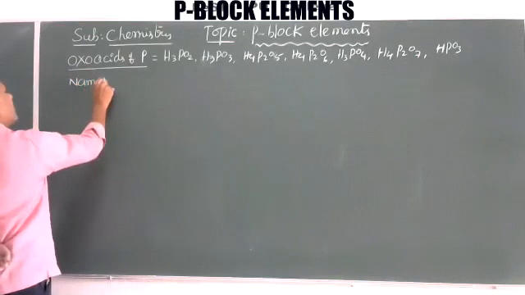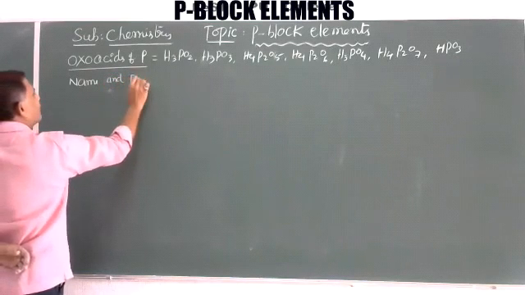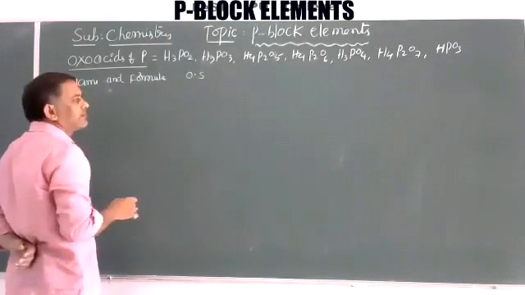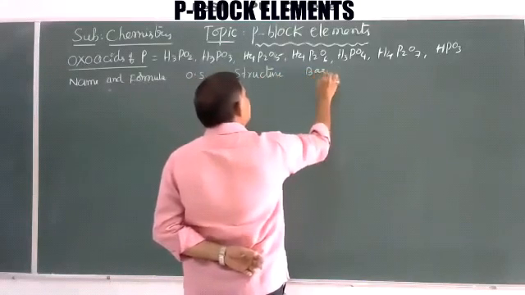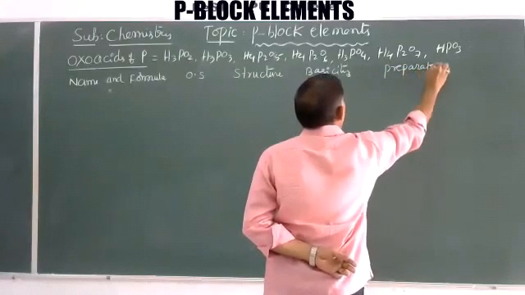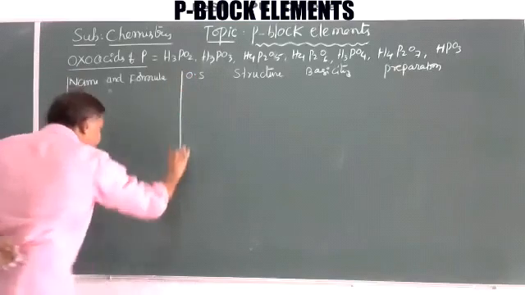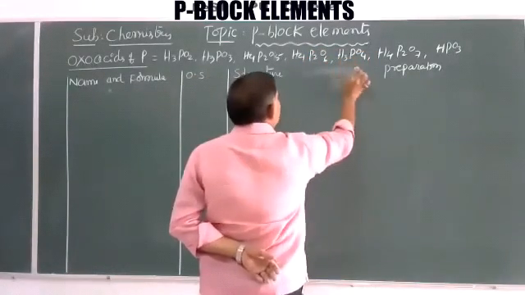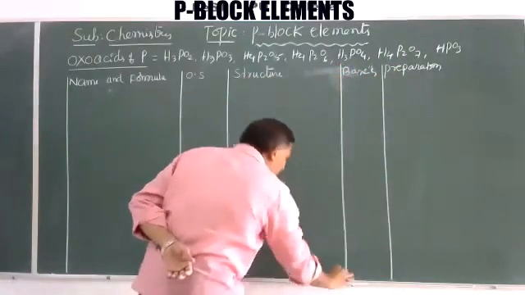The first column is the name of the oxoacid and its formula. Second one is oxidation state. Next one is structure of that oxoacid. Based on the structure, the basicity of that oxoacid. Then a simple preparation method. So these are some important columns about oxoacids. In these oxoacids, the main important thing is basicity, and that basicity is based on the structure of that particular oxoacid.